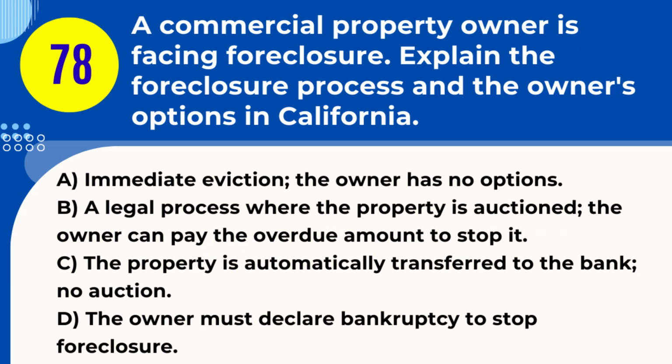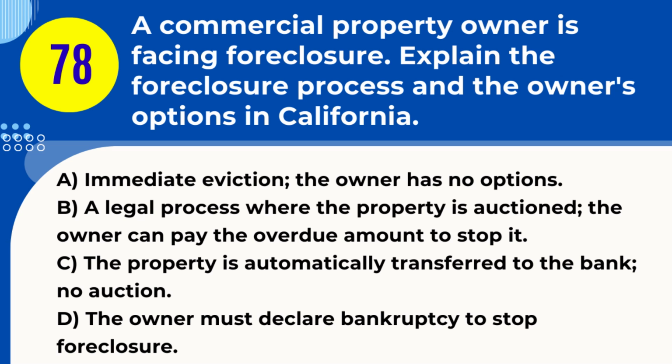Question 78. A commercial property owner is facing foreclosure. Explain the foreclosure process and the owner's options in California. A. Immediate eviction. The owner has no options. B. A legal process where the property is auctioned. The owner can pay the overdue amount to stop it. C. The property is automatically transferred to the bank. No auction. D. The owner must declare bankruptcy to stop foreclosure.